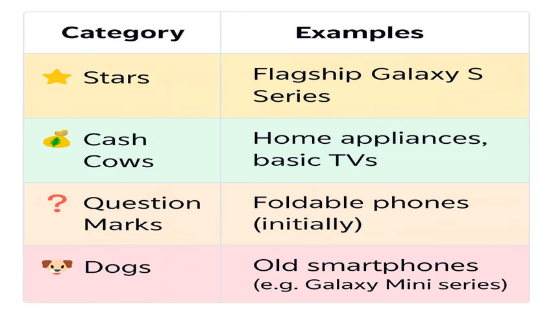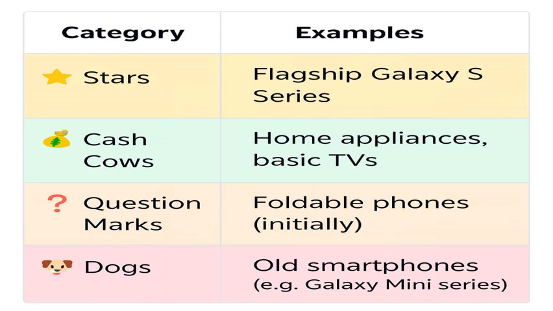And home appliances like refrigerators, automatic washing machines, microwave ovens, electric ovens, electric cookers, dishwashers and vacuum cleaners come under the category of home appliances. And basic TVs like basic LCD TVs also come under the category of cash cows, because these products have low market growth and high market share. That's why they come under the category of cash cows.